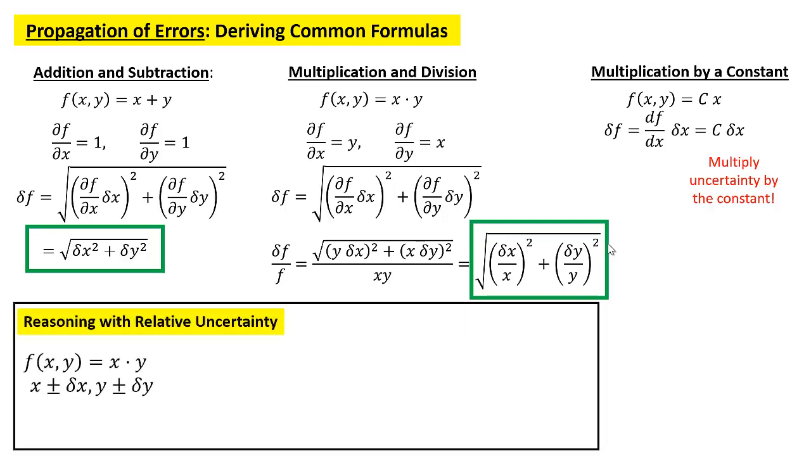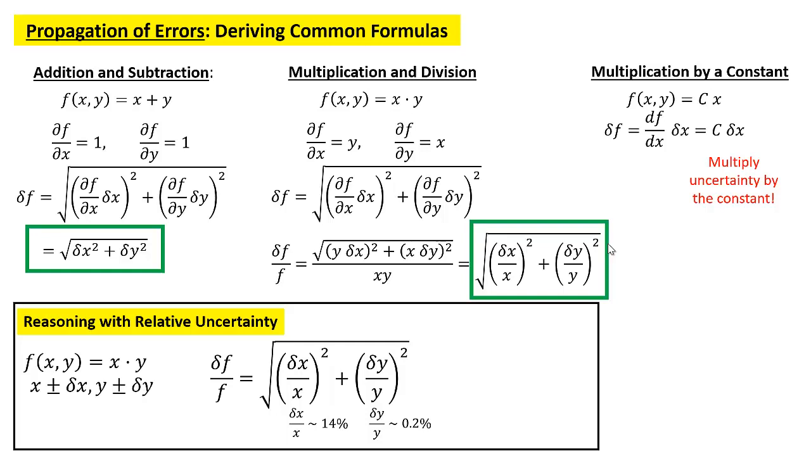Finally, let's just do some reasoning with the idea of relative uncertainty. So again, let's take a function that is the product of x and y. Both x and y have some uncertainties associated with them. So we know that the relative uncertainty in the function f can be written in this way. And let's imagine that the relative uncertainty for the x variable is something like 14%. The relative uncertainty for the y variable is about 0.2%. So if you put these into this expression and calculate the relative uncertainty in the function f itself, then you find that it is almost entirely dominated by the uncertainty in the x variable.